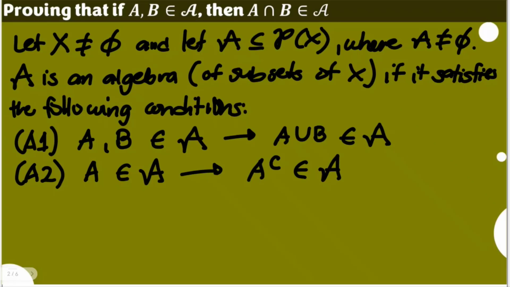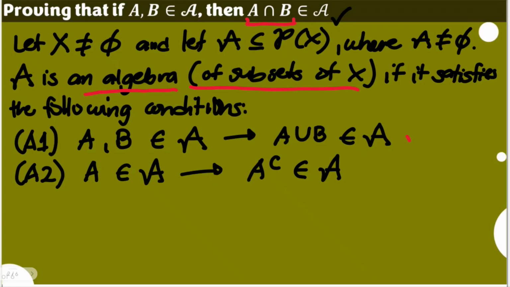These are the two conditions for us to say that our script A is an algebra of subsets of set X. If one of these two is not satisfied, then definitely script A is not an algebra. Now, what we're trying to prove is already stating that our script A is an algebra. We are going to assume here that A is already an algebra on a certain subset of any given set. Take note that what we are trying to prove here is this. We are trying to show the complement, the intersection.